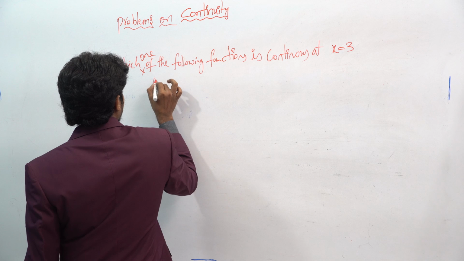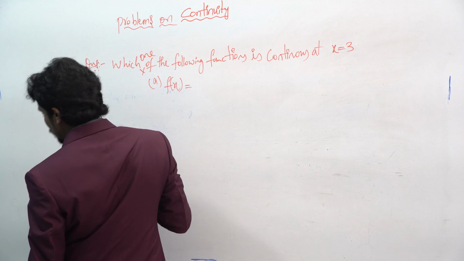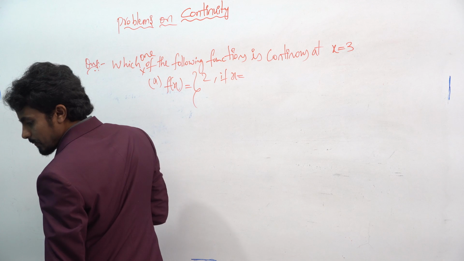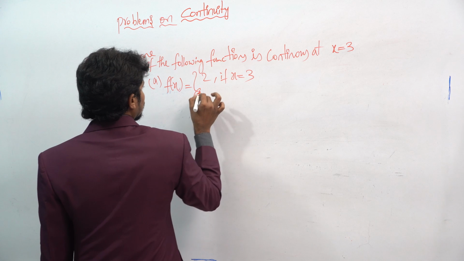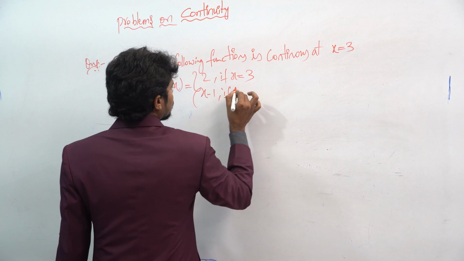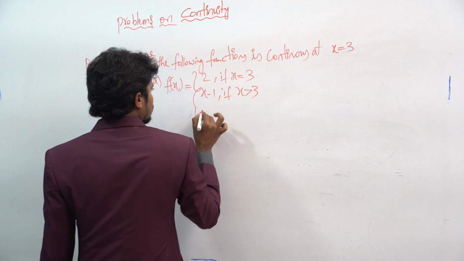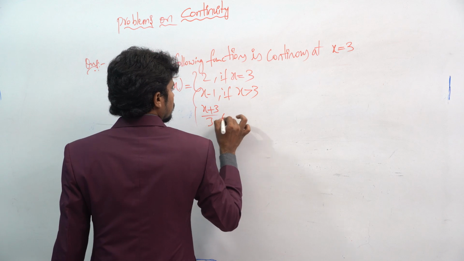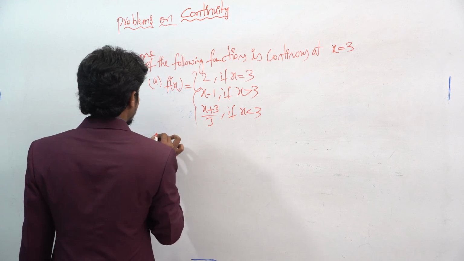First, f of x is equal to 2 if x is equal to 3. Next, x minus 1 if x greater than 3. And next, x plus 3 divided by 3 if x less than 3. Okay.